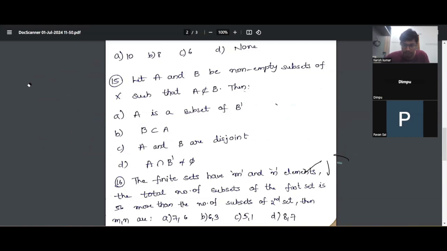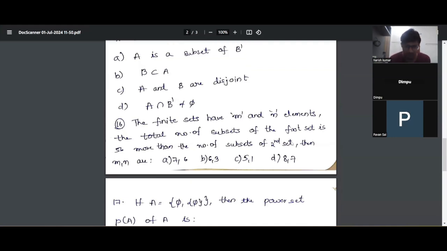Okay, so let's move to 16th question. The finite sets have m and n elements. Okay, the total number of subsets of the first set is 56 more than the total number of subsets of the second set. Okay, so if a set has m elements, then number of subsets will be 2 power m, and if a set has n elements, then the number of subsets will be 2 power n. He has said that the difference is 56, right?